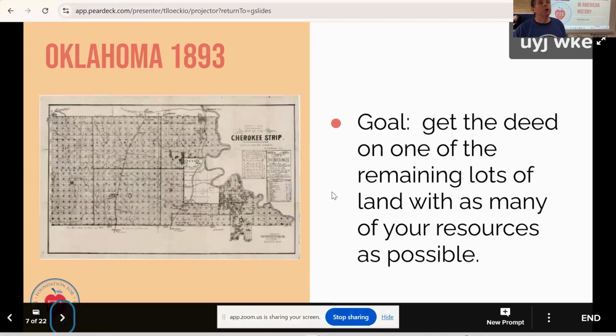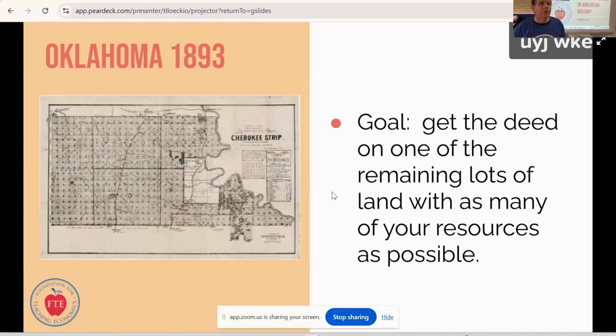So what your goal is going to be in this game is to get the deed for one of the lots of land that's going to be in the game.